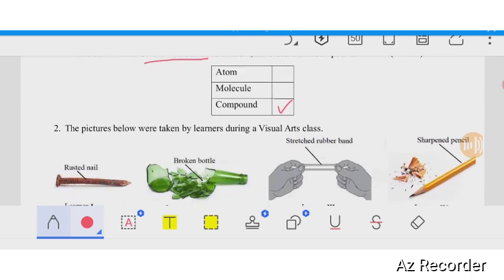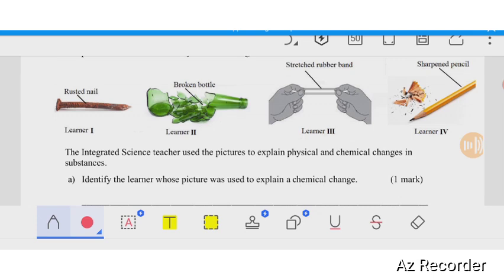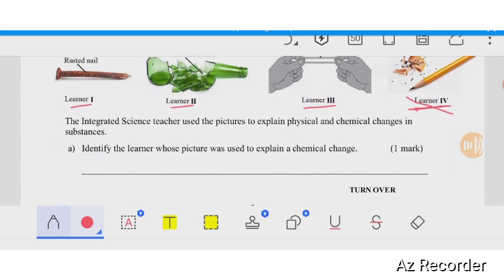The next question, let's read it. The pictures below were taken by learners during a visual art class. So these are the pictures. Learner 1 took a picture of a rusted nail. Learner 2 took a picture of a broken glass. Learner 3 took a picture of a stretched rubber band. And learner 4 took a picture of a sharpened pencil. So let's continue with the question.